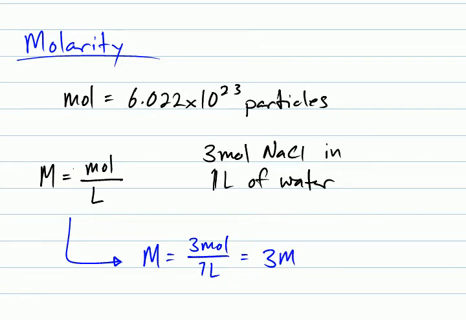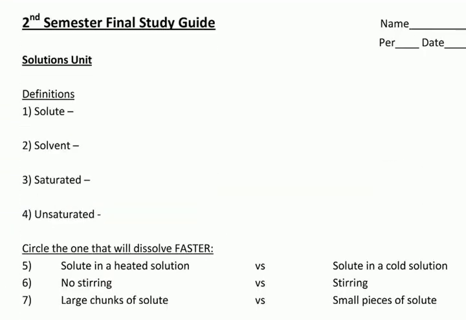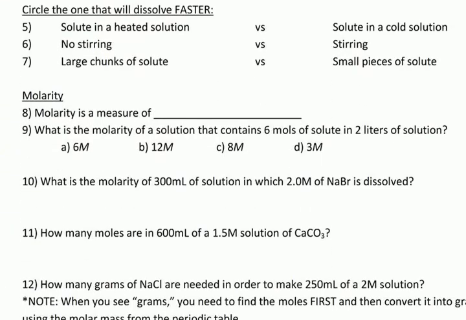And you read this as 3 molar. You have a 3 molar solution of salt. That describes how concentrated your salt water solution is. There's 3 moles of sodium chloride for every liter of water. We go over to the study guide that I gave you guys in class. I can go over a couple problems with you.